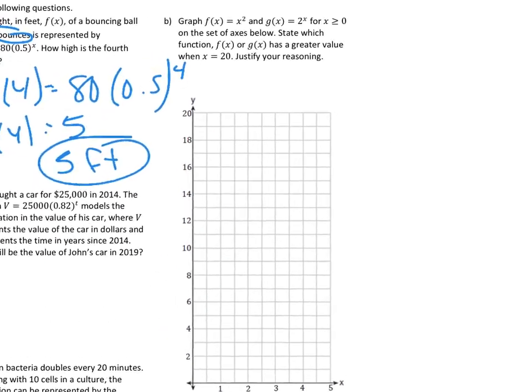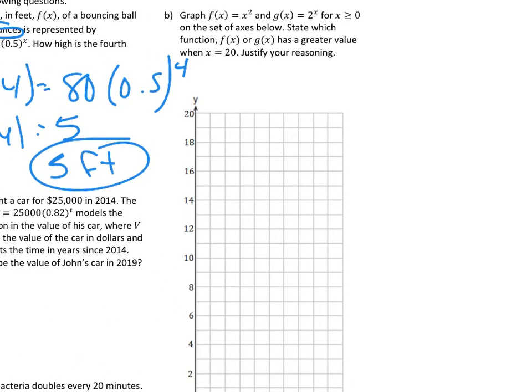Letter B. Graph f of x equals x squared and g of x equals 2 to the x power for x is greater than or equal to 0 on the set of axes below. State which function, f of x or g of x, has a greater value when x is 20. Justify your reasoning.